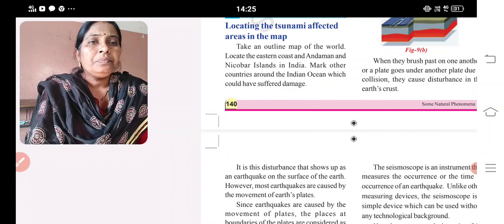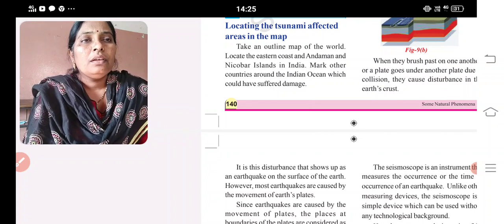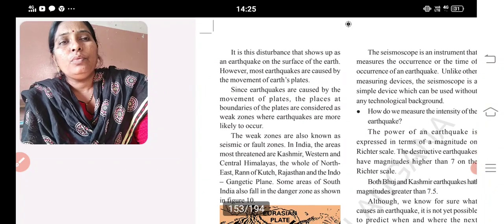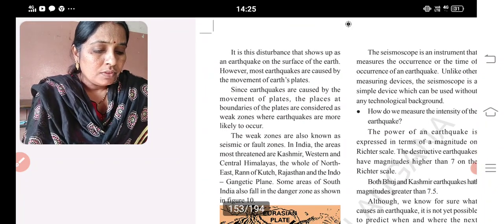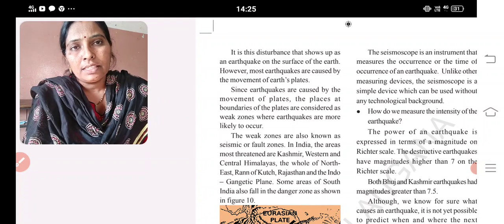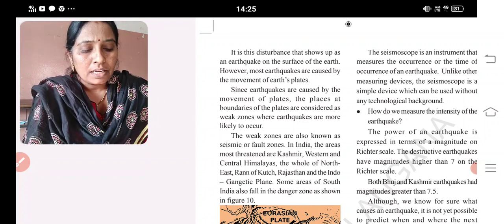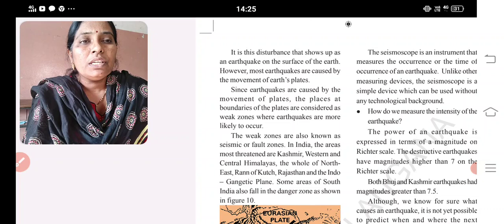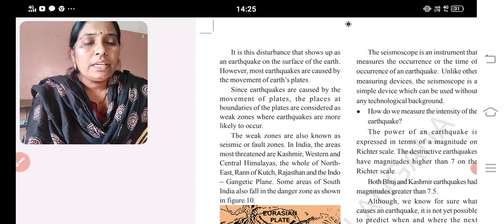So children, tsunami and earthquake are related to each other. For lightning and thunder, we can guess when it is going to happen, but for an earthquake, when and where it happens, it is not possible to guess.